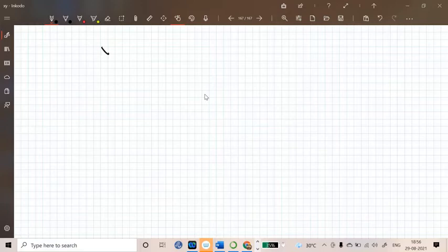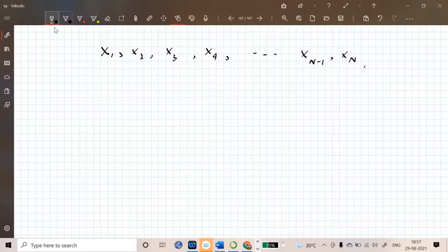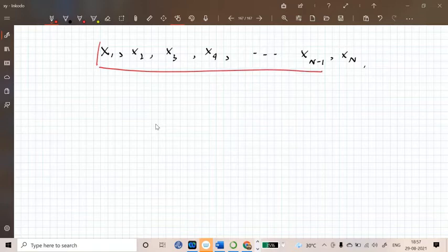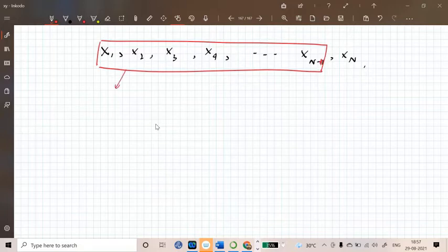Let us have the numbers x1, x2, x3, x4, dot dot dot, and xn minus 1, xn, and so on. So let us think, okay, we take the numbers from x1 up to say xn minus 1. So we take the first n minus 1 numbers. So this is one set.